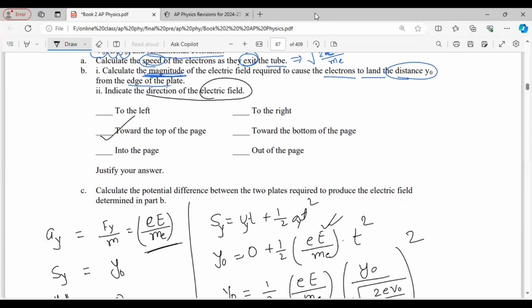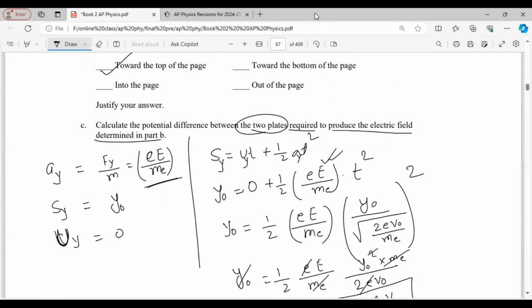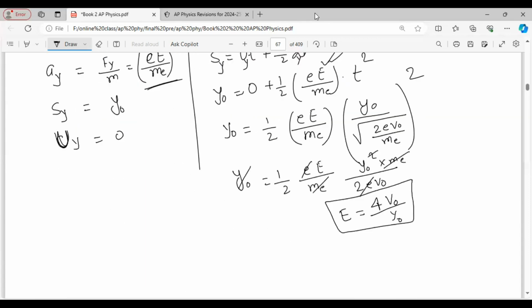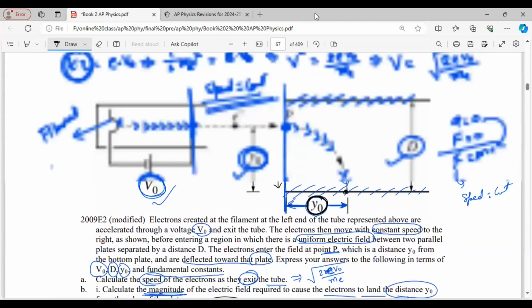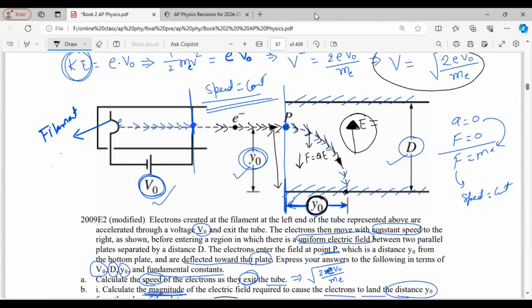Calculate the potential difference between the two plates required to produce the electric field determined in part B. Now we have to find how much potential difference is required to produce this electric field E. See, let us see in the diagram. We get the value of E here as, what was the value? That is 4V naught upon y naught. This is the electric field in this region, and that's a constant electric field in this region, and the distance between the plates is d.